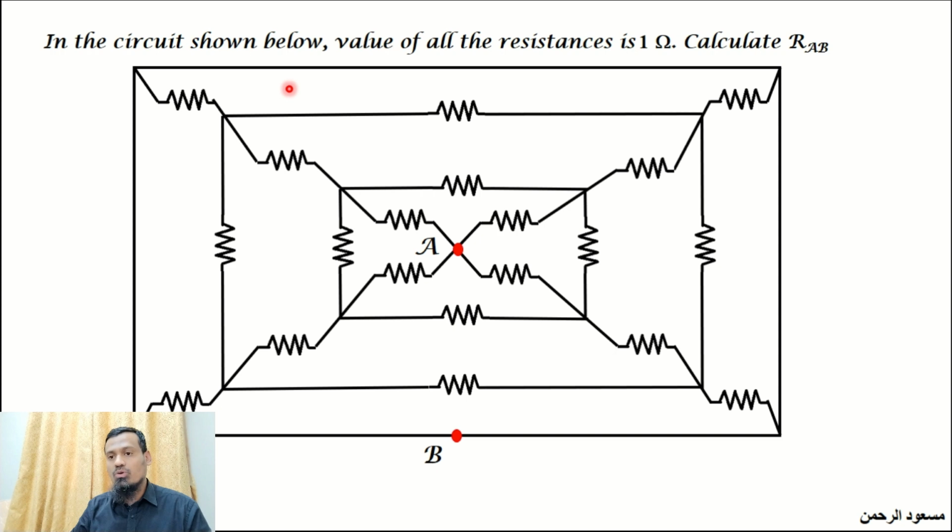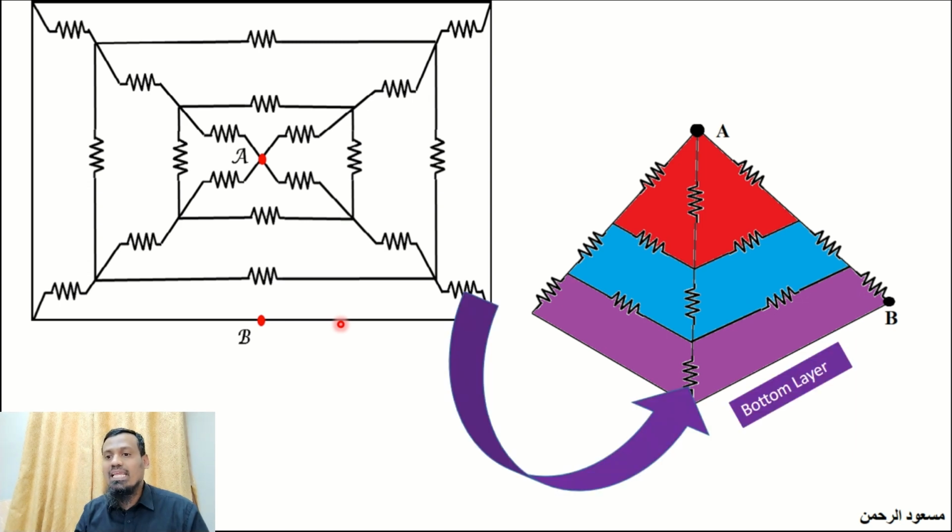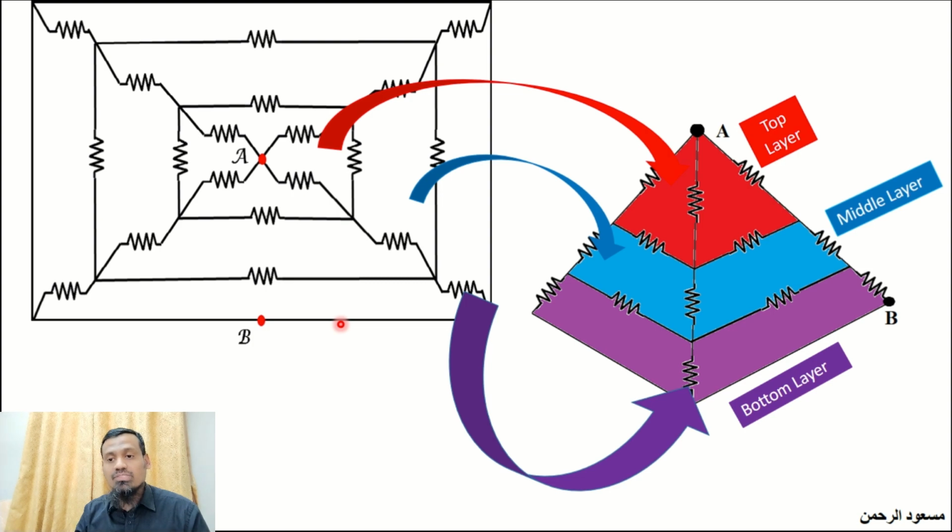In the circuit shown below, the value of all the resistances is given to be 1 ohm. You have to calculate the value of equivalent resistance between the points A and B. Now we are going to discuss the ways to find the answer. This is the bottom layer, this is the middle layer, and this is the top layer. We are going to find the equivalent resistance of the 3-layer pyramid type resistive network.